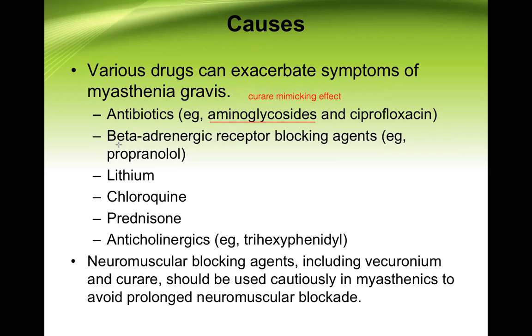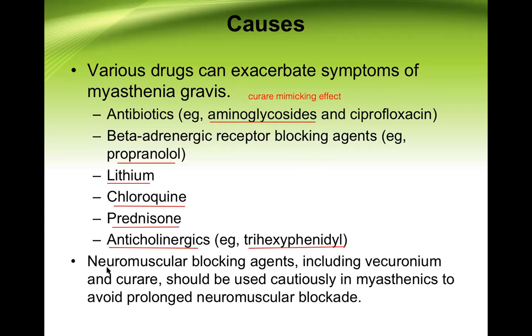Let's move on. Beta adrenergic receptor blocking agents like propranolol can exacerbate the symptoms of myasthenia. Lithium, an important drug used in the treatment of bipolar disorder or mania. Chloroquine, an anti-malarial drug. Prednisolone, a type of steroid, and anticholinergics like trihexyphenidyl. All of these may exacerbate symptoms of myasthenia gravis. So it is not a good idea to give these drugs if somebody has myasthenia.